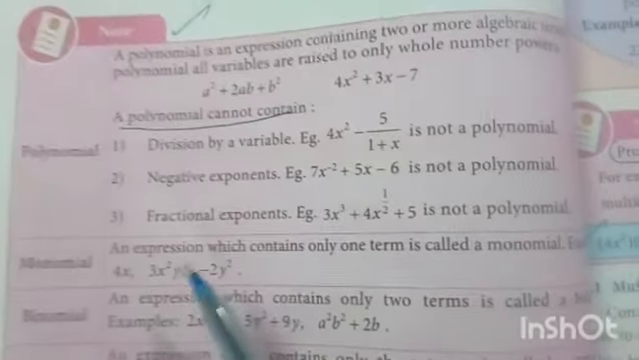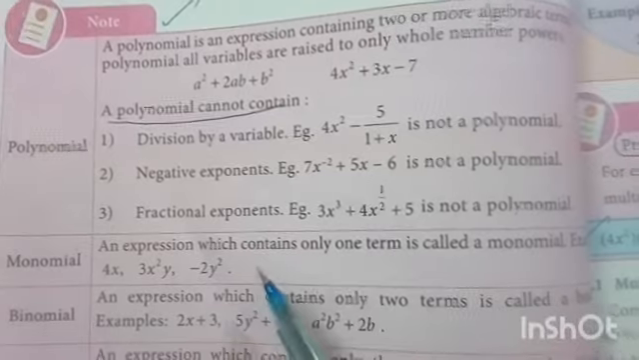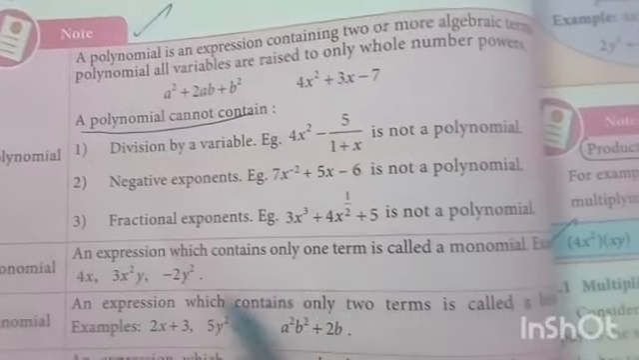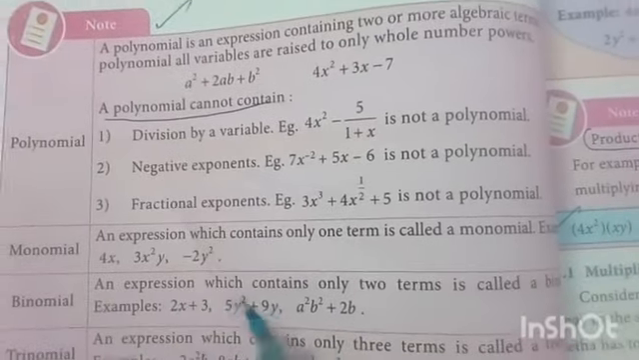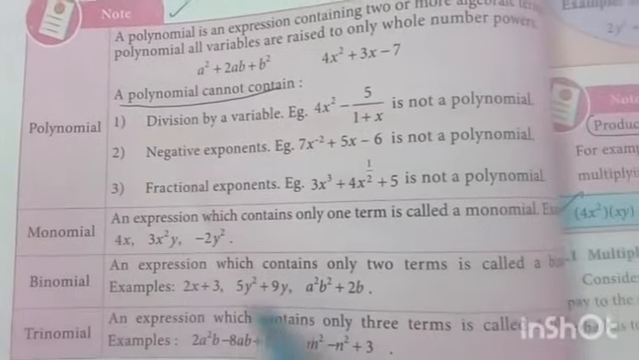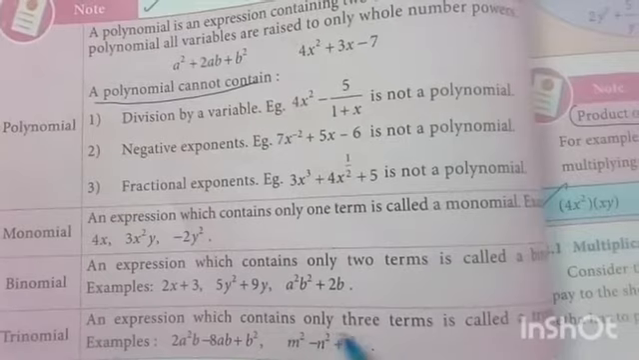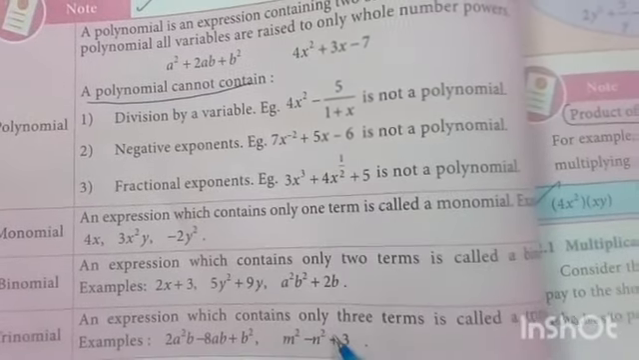Next one, monomial. These are the types of polynomial. An expression which contains only one term is called a monomial. An expression which contains only two terms is called a binomial. Examples are given. Next, trinomial. An expression which contains only three terms is called a trinomial. Examples are given.